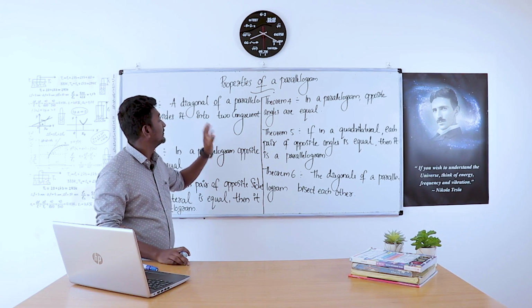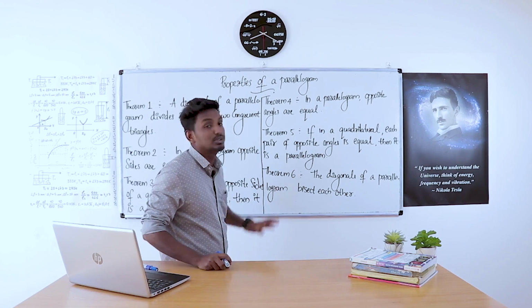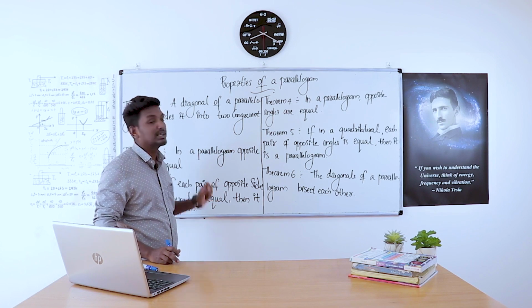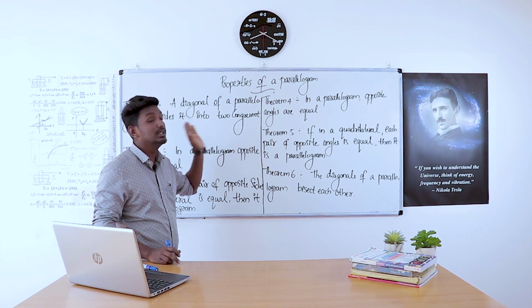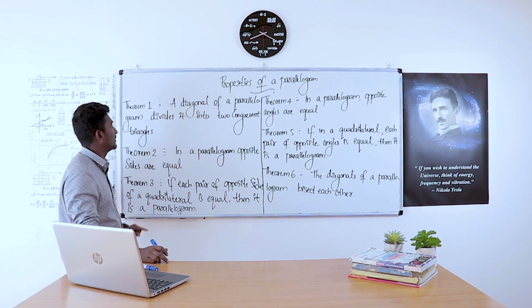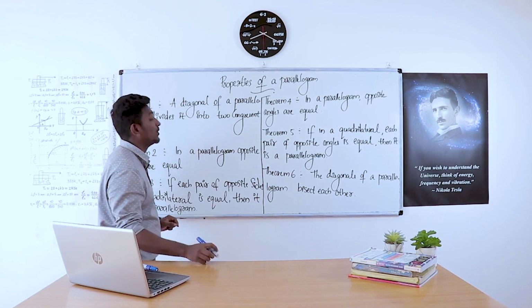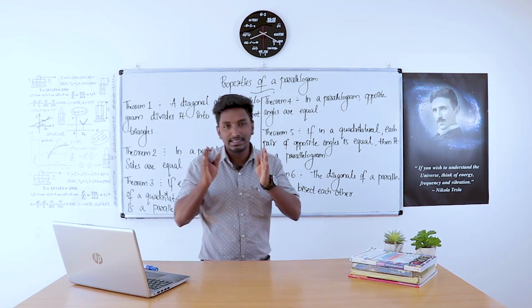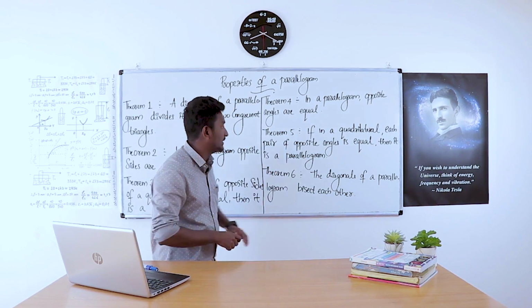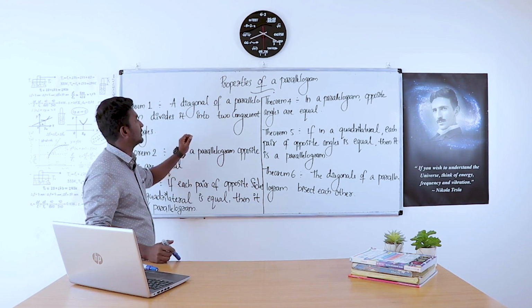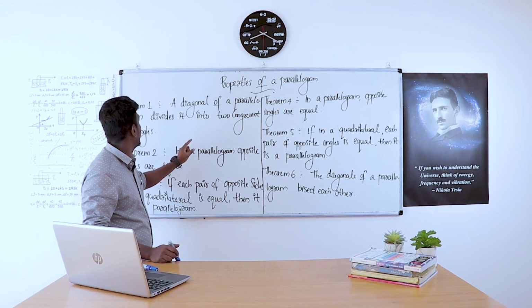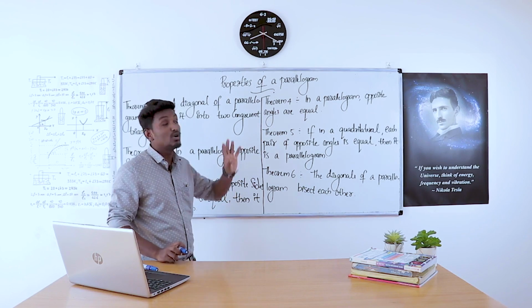We have 7 theorems related to the properties of a parallelogram. We can look into them one by one. The first theorem in this chapter is: a diagonal of a parallelogram divides it into two congruent triangles. When we consider a parallelogram and draw a diagonal, that diagonal divides the parallelogram into two congruent triangles.